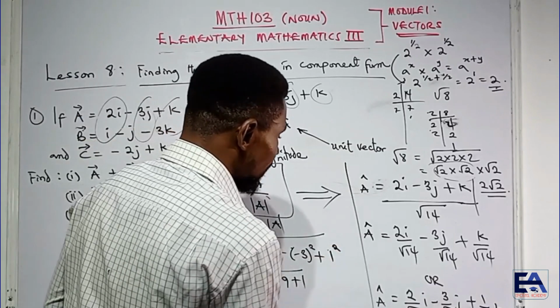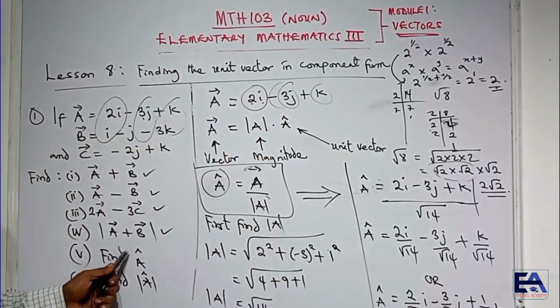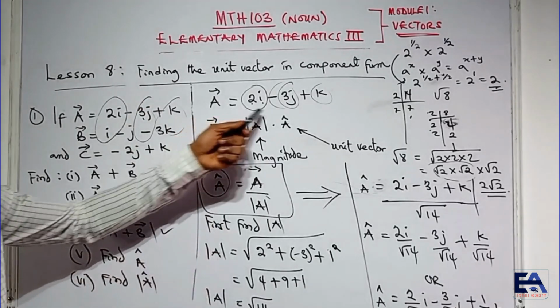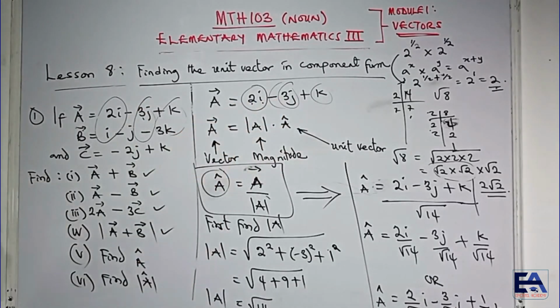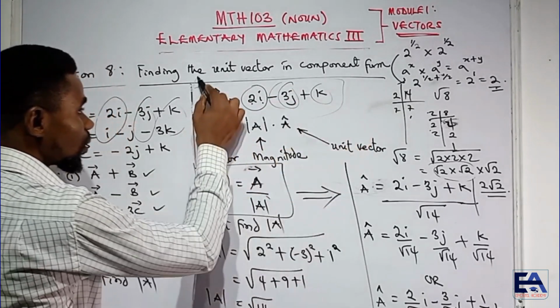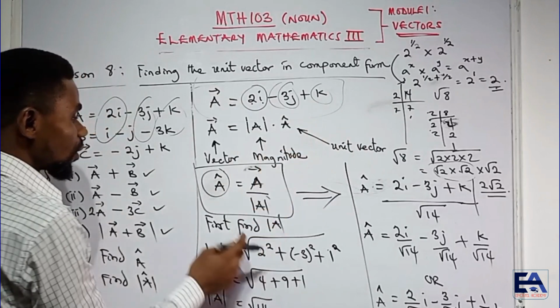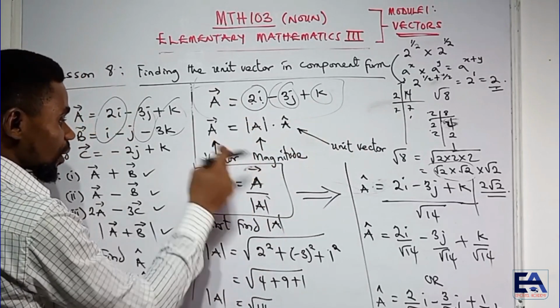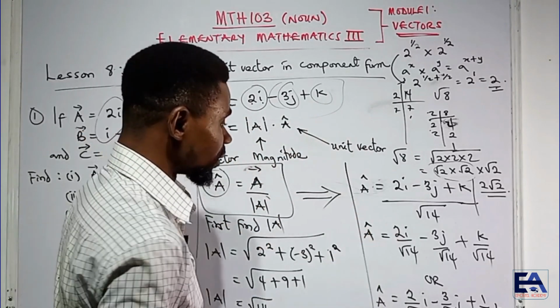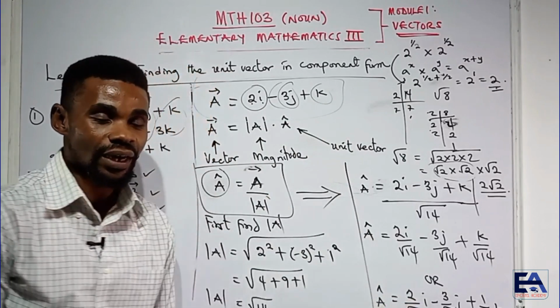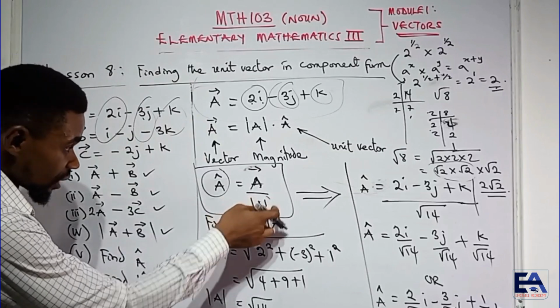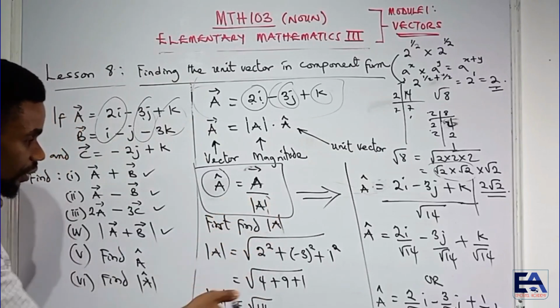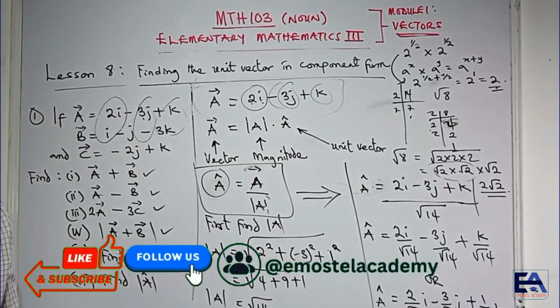All right, so that is just a way of finding the unit vector that comes in the component form. So if the question gives you a vector and asks you to find the unit vector, make the unit vector the subject of the formula, throw this one to the other side, and then you'll get your answer. All right. So which means then next find the magnitude of the vector, then do the whole thing. The rest is mathematics and the rest is algebra, and then you get your answer.